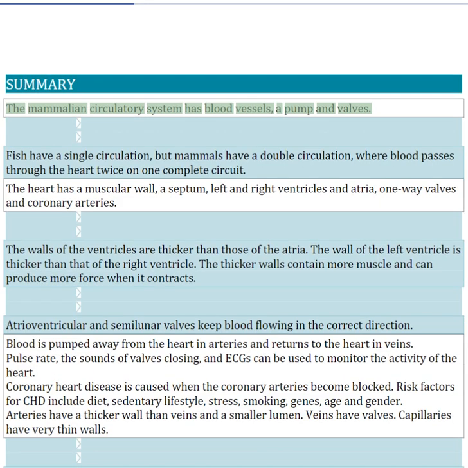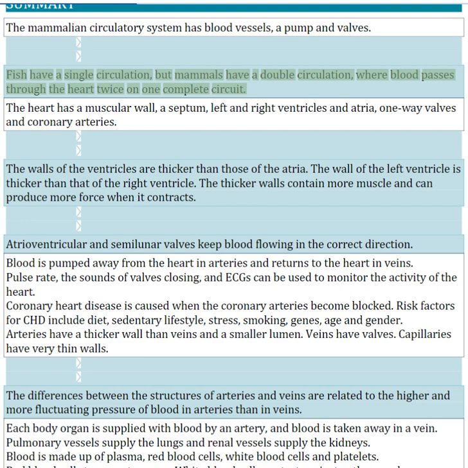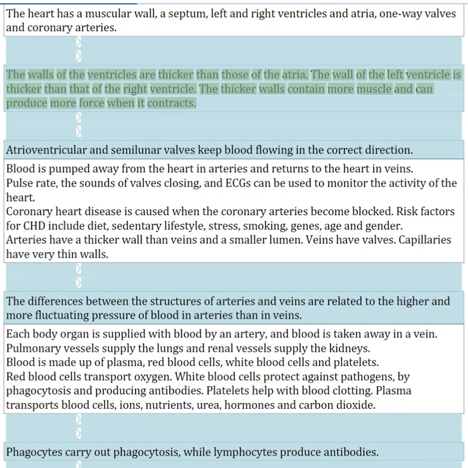Summary. The mammalian circulatory system has blood vessels, a pump and valves. Fish have a single circulation, but mammals have a double circulation, where blood passes through the heart twice on one complete circuit. The heart has a muscular wall, a septum, left and right ventricles and atria, one-way valves and coronary arteries. The walls of the ventricles are thicker than those of the atria. The wall of the left ventricle is thicker than that of the right ventricle. The thicker walls contain more muscle, and can produce more force when it contracts.